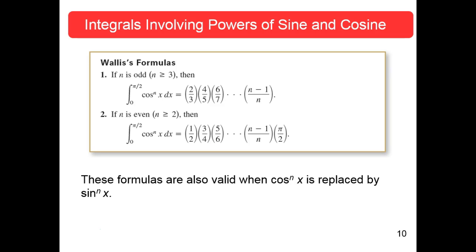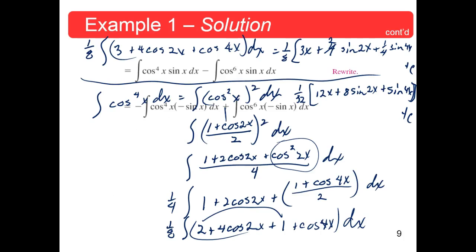Oh, wait. Let's go back again. Yeah. So in example 3, when you evaluate the definite integral from 0 to pi halves, let's do the same thing, but we're going to go from 0 to pi halves. Okay? So let's see what we get. This will be this thing evaluated from 0 to pi halves. All right.